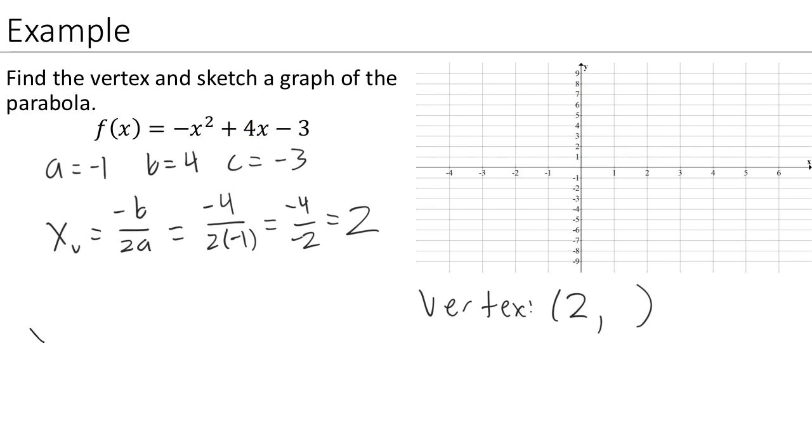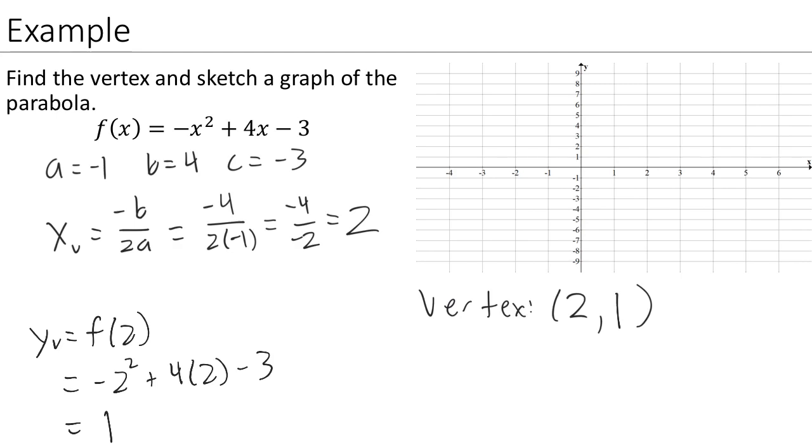So the y-coordinate is going to be f of 2, which in this case is negative 2 squared plus 4 times 2 minus 3. That's negative 4 plus 8 is positive 4, minus 3 is 1. So now we know that our vertex lies on the point 2, 1, and let's go ahead and plot it up here in the graph.